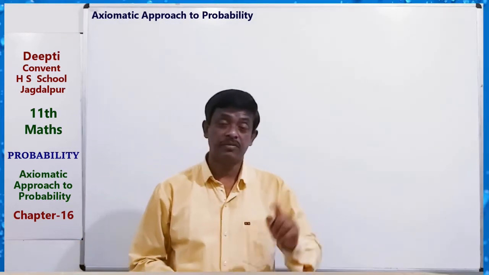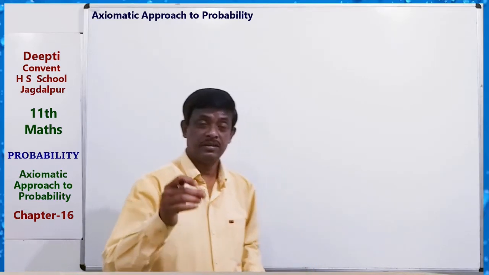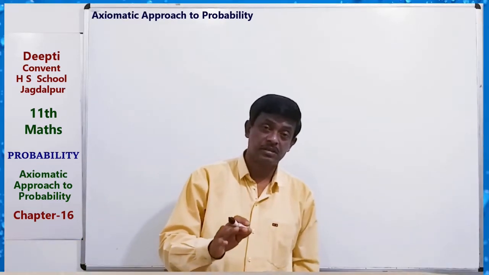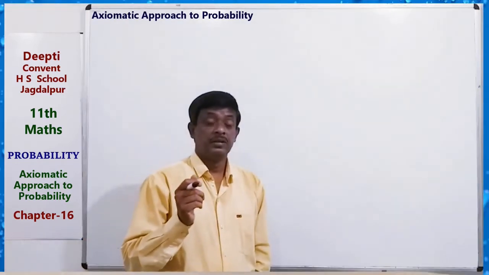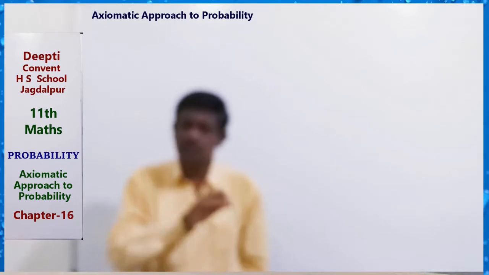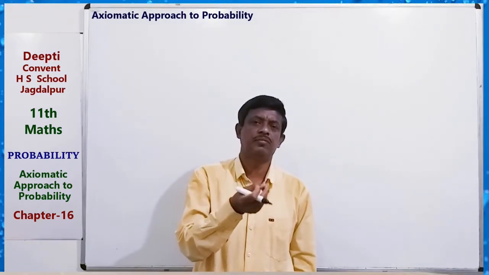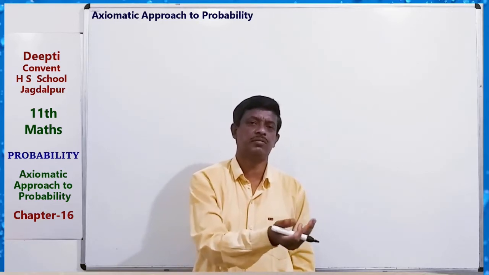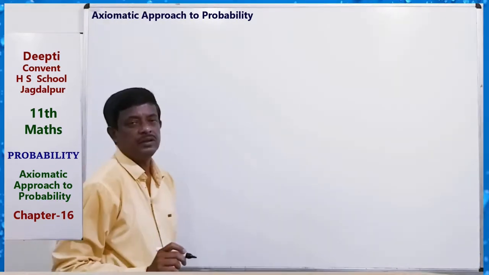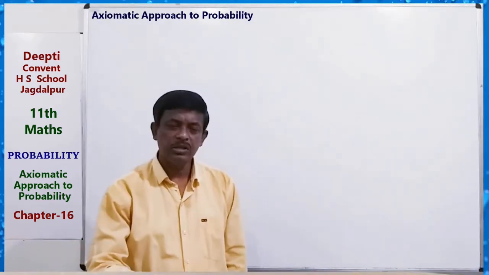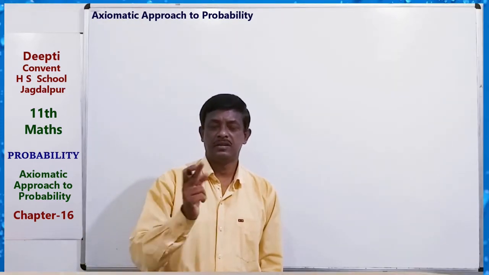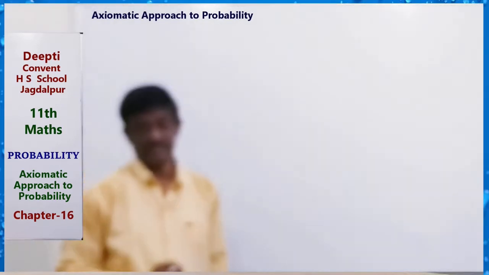So in the axiomatic probability approach, we are defining probability for each sample point, that is, assigning probability, because the sample space has sample points, and each point is an elementary event, one outcome. The probability of the occurrence or non-occurrence of an event is a real valued function, we can say.